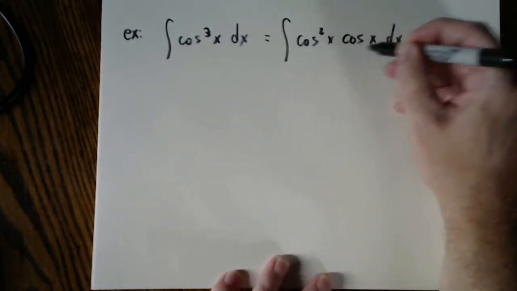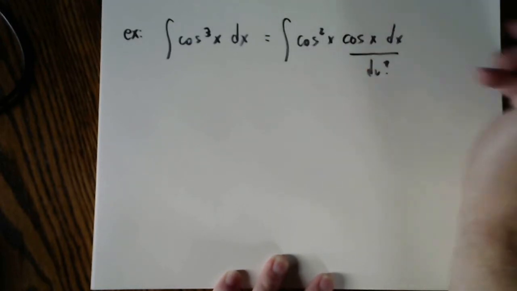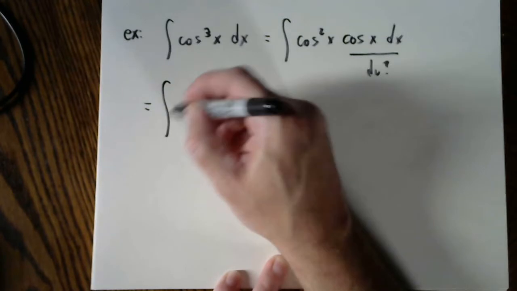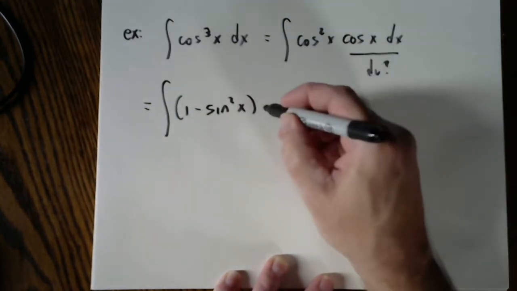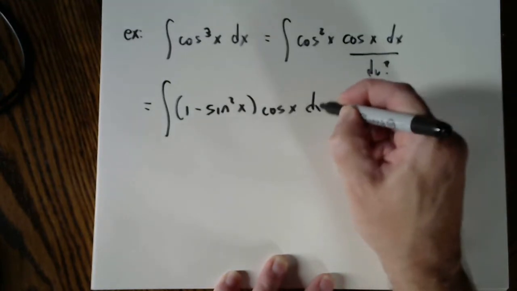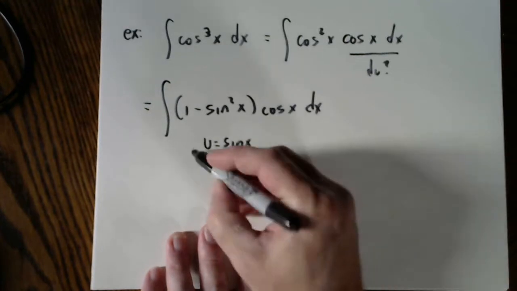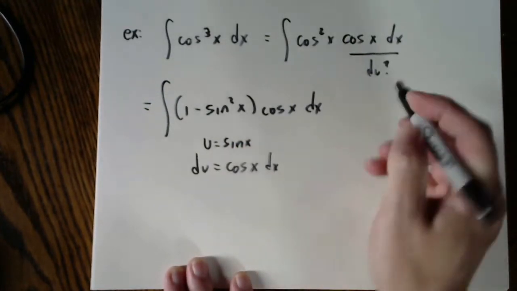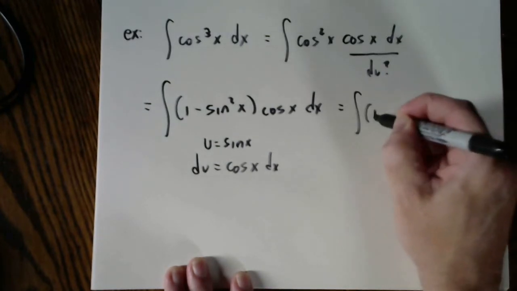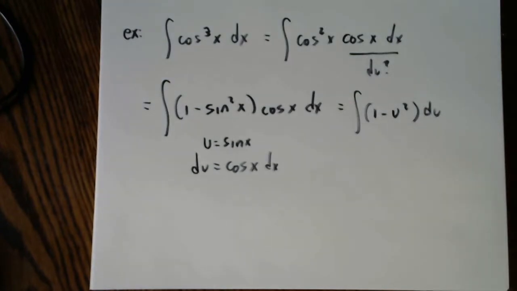So this is my anticipated du. So I want this to be in sine, and that happens easily, right? So I have 1 minus sine squared cosine. That looks good. Now u is sine, du is cosine, and this substitutes out u squared du. And I mean, that's almost trivial for you at this point, right?